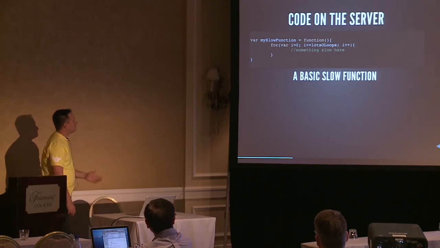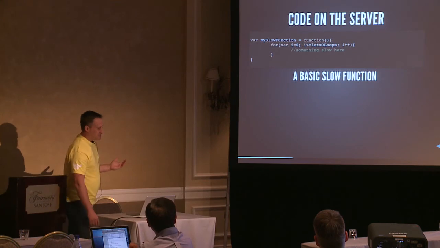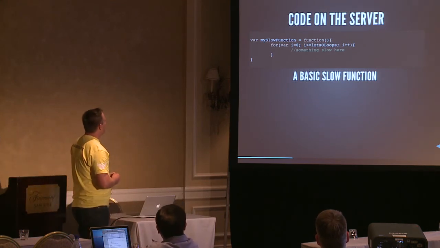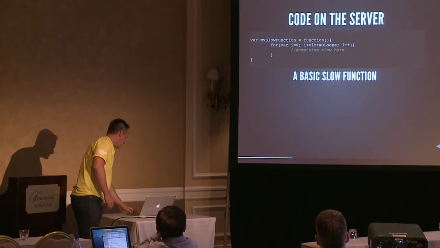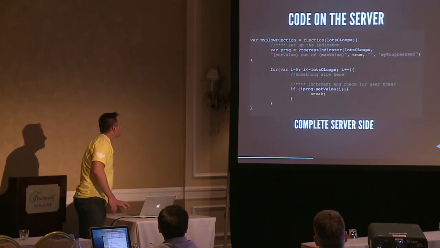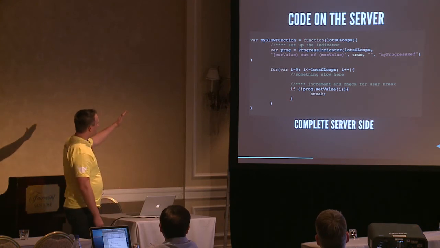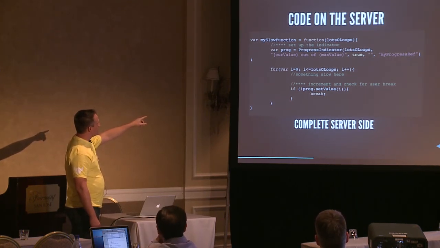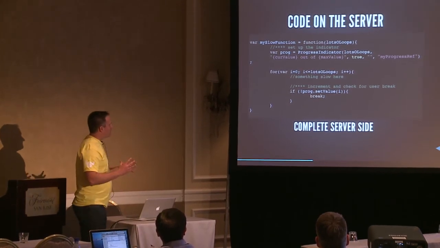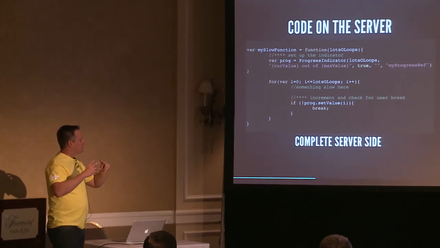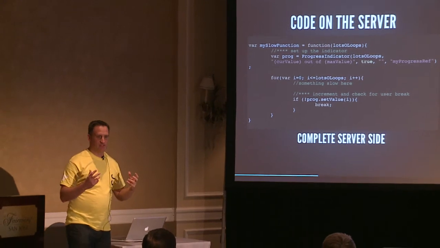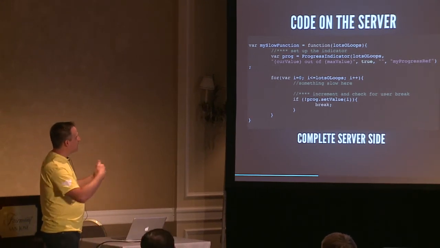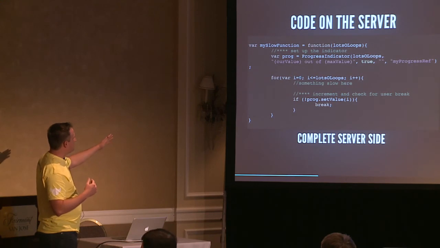So this is the server-side code. You've got a function that's a slow executing function. Could be doing anything. I'm just doing a loop. So in your code on the server, what you want to put in is set up the progress indicator. You set up the lots of loops. The thing you need to do is set up a value that's going to be a counter, essentially, to give the progress bar reference for the scale. So that's what the lots of loops is.